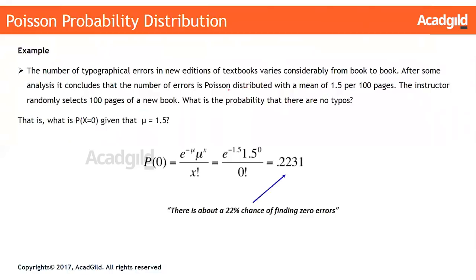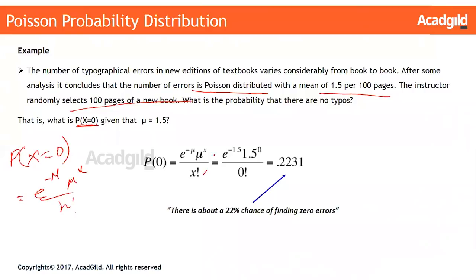Suppose in a book, the number of errors is Poisson distributed with a mean of 1.5 per 100 pages. If the instructor randomly selects 100 pages of a new book, what is the probability that there are no typos? So my random variable here takes the value 0, probability X equal to 0. The formula was e raised to minus mu, times mu raised to x, divided by factorial x. What is mu over here? The mean, 1.5. e is Euler's constant. So e raised to minus 1.5 times 1.5 raised to 0 divided by factorial 0. If you calculate this, you'll get 0.2231.